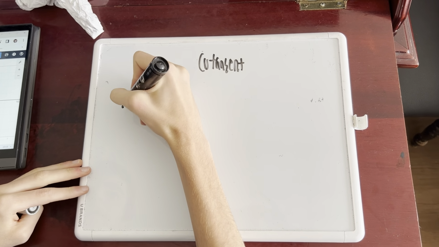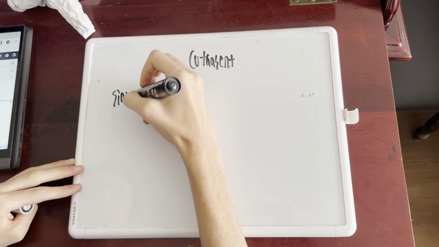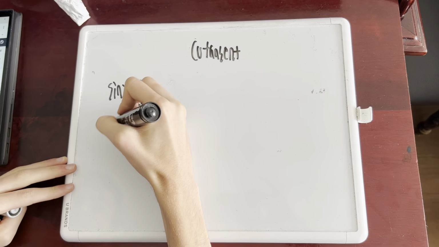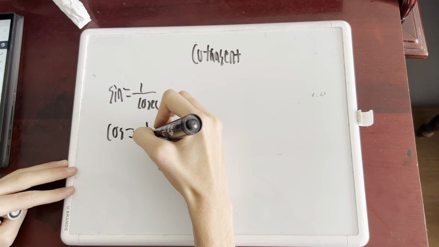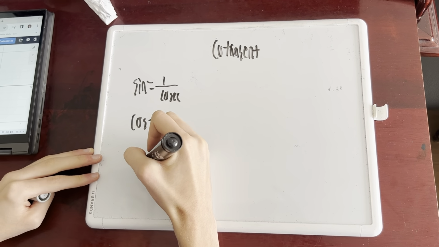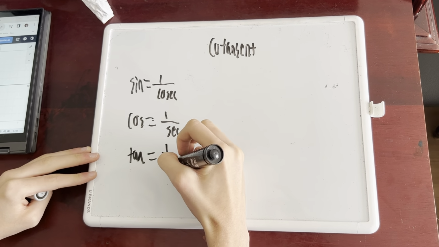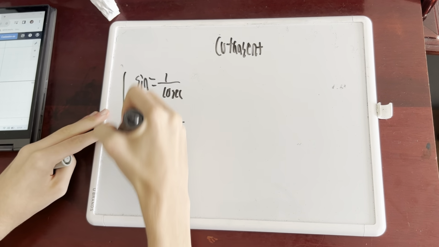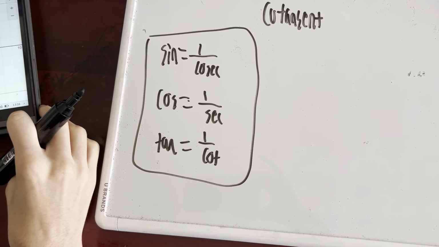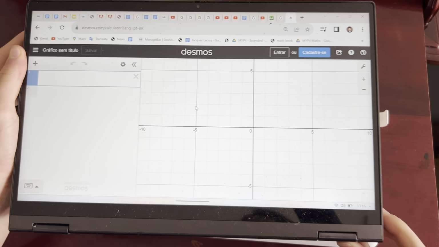So if we have sine is equal to 1 over cosec, or cosecant. Cosine is equal to 1 over sec, which is secant. And then tangent, or tan, is equal to 1 over cot. So I want you guys to copy down this table. It's going to be very helpful for our future videos to come.